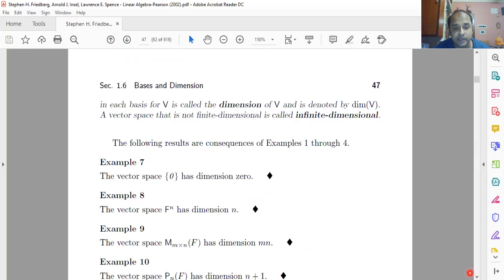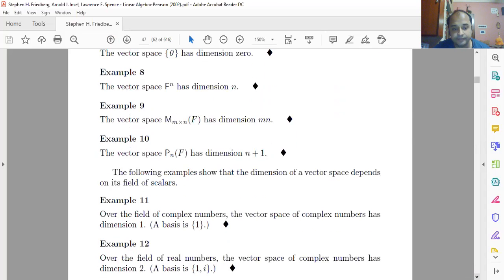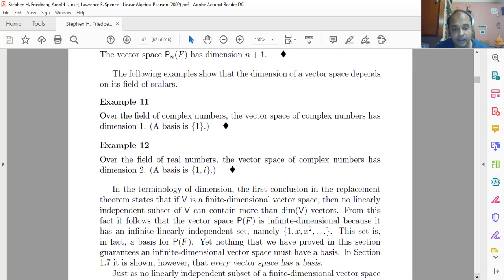One result I want to read out for you. It is in the corollary section. This result states that, let V be a vector space with dimension n. Any finite generating set for V contains at least n vectors. And a generating set of V that contains exactly n vectors is a basis for V.